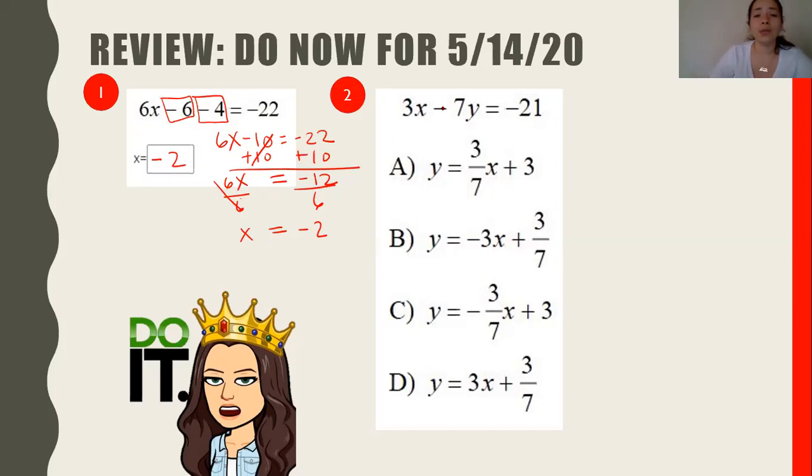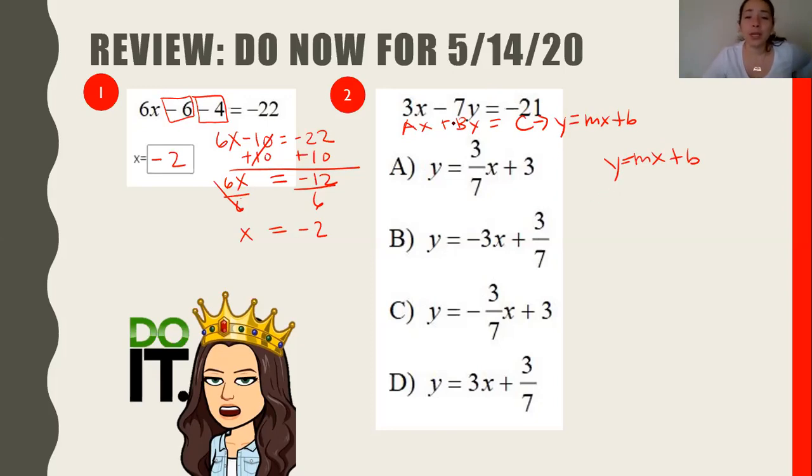Let's look at question number 2. This is using what we learned at our last session, where we changed something from standard form, where it's ax plus by is equal to c, and we want to change it to look like mx plus b, slope-intercept form. Remember, we first write out y equals mx plus b.